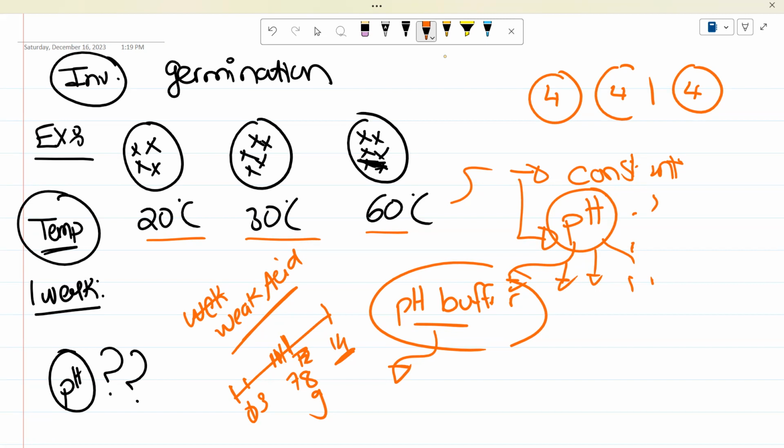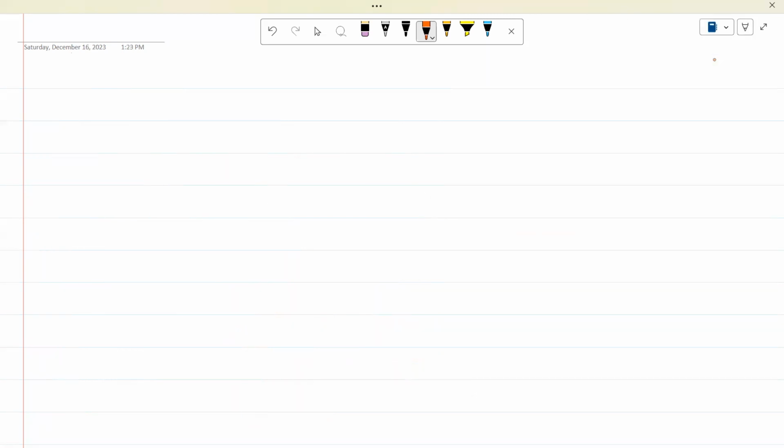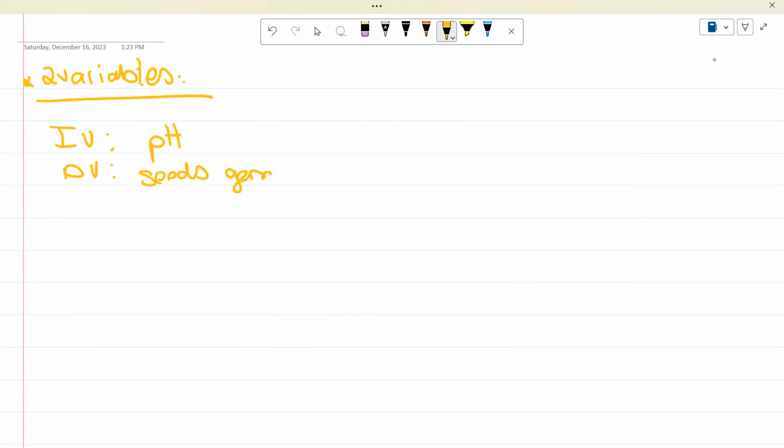Now, in order to score the 6 marks, please write the answer in an organized manner. My variables first. What are the 2 variables that I have to mention? Independent variable: I will write my pH. I will change the pH. My dependent variable: I will count the number of seeds that germinated after a week. I did not make it up. I will get it from the investigation and write the full word, please.